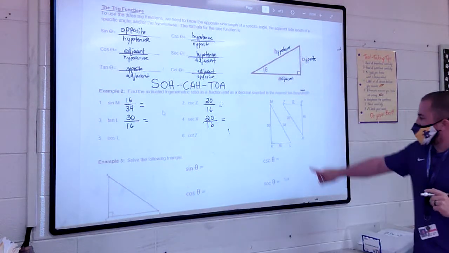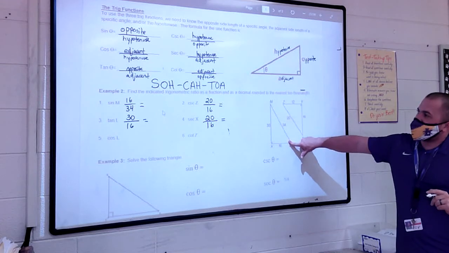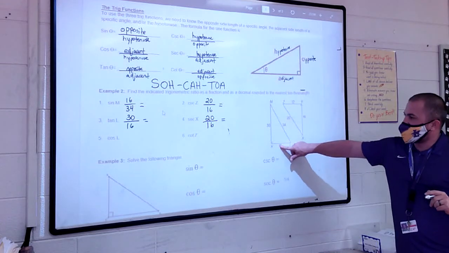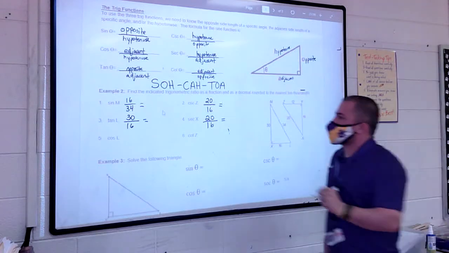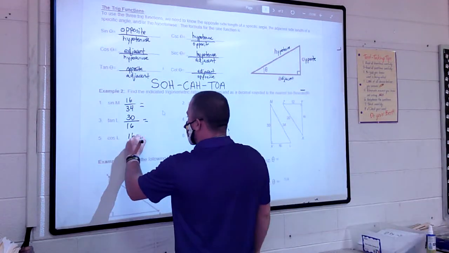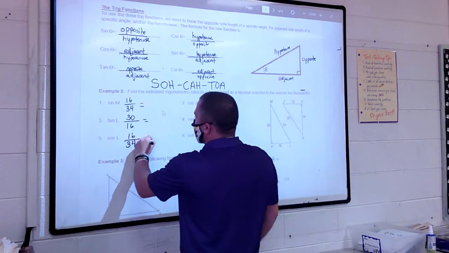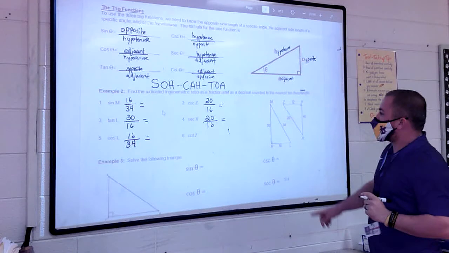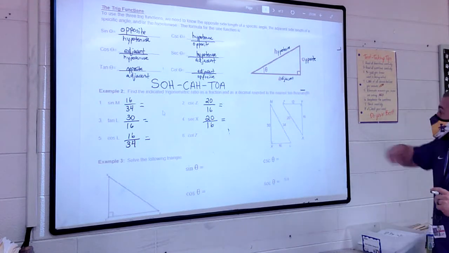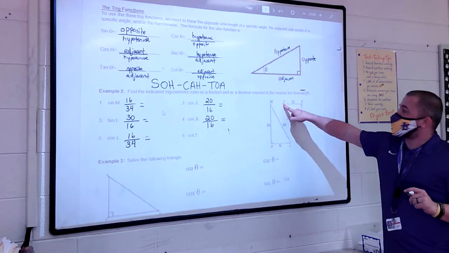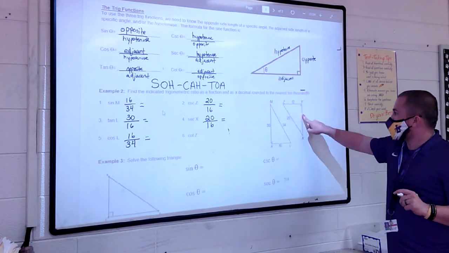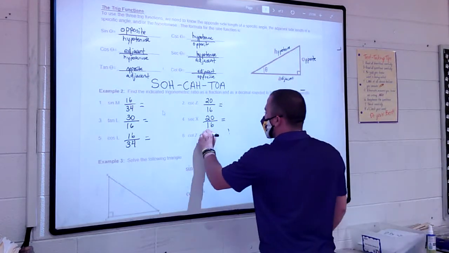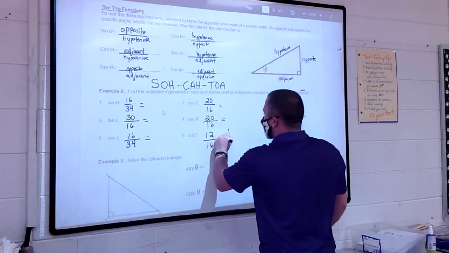Cosine of L. So we go to L. Adjacent is 16. Hypotenuse is 34. So 16 over 34. And we already had 16 over 34 earlier. And then cotangent of Z. So we go to Z. Cotangent is adjacent, that would be 12, over the opposite, that would be 16. So we got 12 over 16. So there's all our fractions.